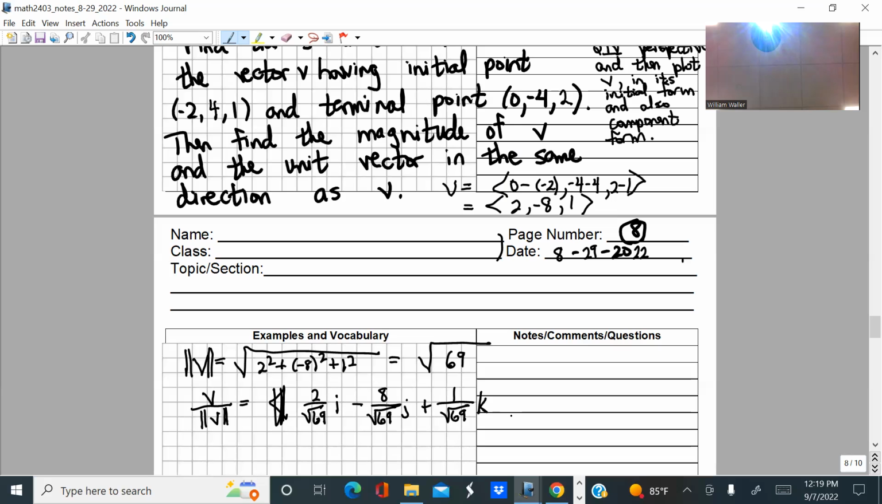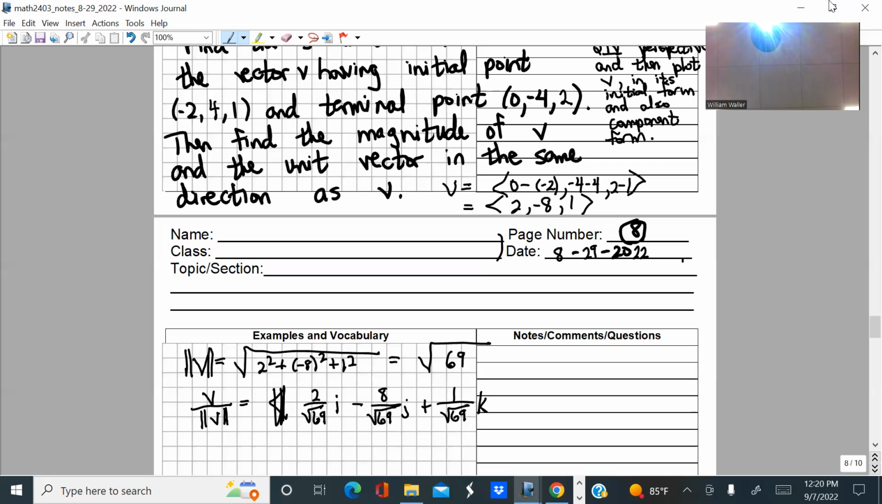Here it is in component form, right? So I just took all the components. Oops, I'm writing there and y'all cannot see. Stop me, right? Like that. Okay, so there's the magnitude. And then just take all of the components and divide by the magnitude. And if you want to write it in standard form, which is a combination of the i's, j's and k's, here's what it would look like.